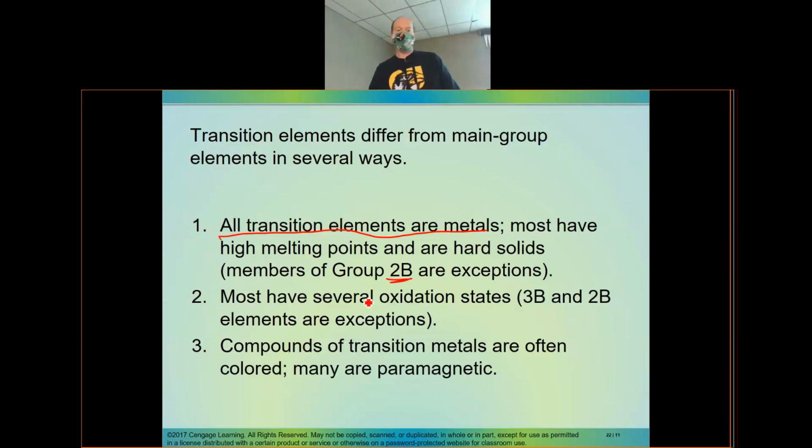All right, so most have several oxidation states. There's only a couple of examples where you have elements with only one oxidation state. That's in 3B and 2B. All right, compounds of transition elements are often colored. So they are paramagnetic, very colorful compounds.